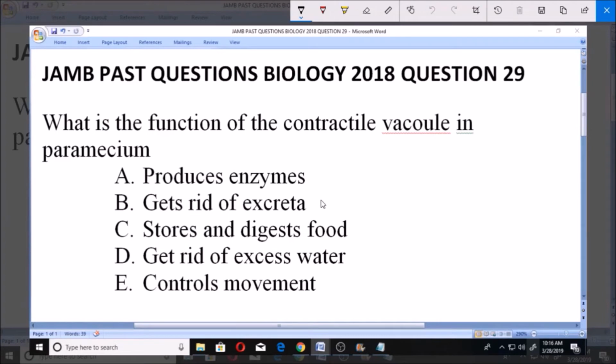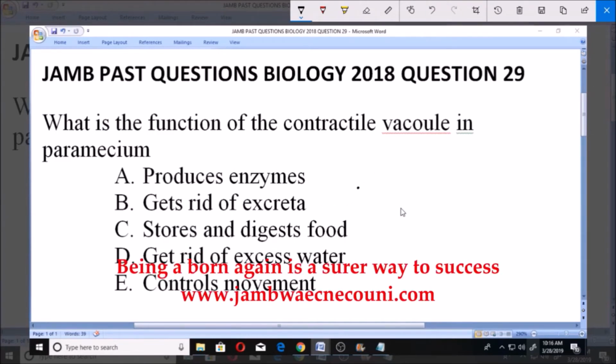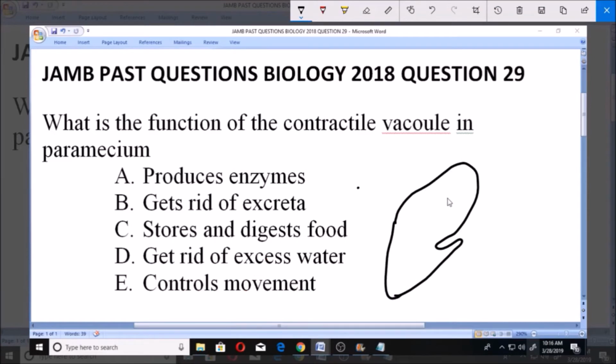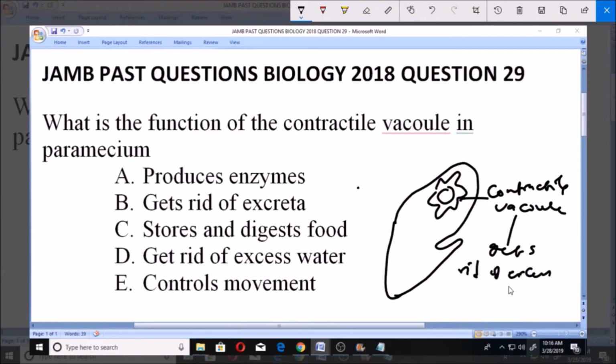Now, we already know from our knowledge of the excretory systems and mechanisms, if we have the Paramecium, there is the contractile vacuole here. The function of this contractile vacuole is to get rid of excess water. That's the work of the contractile vacuole. It's one of the parts of the Paramecium, and the function is to get rid of excess water. So D is the correct answer. Getting rid of excess water is the main function of the contractile vacuole in Paramecium. So option D is the right answer.